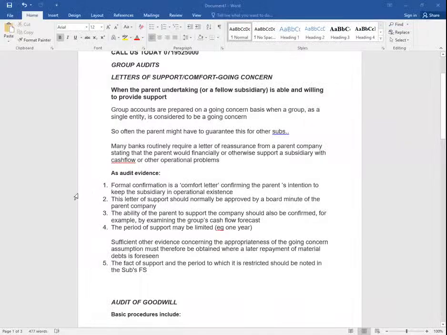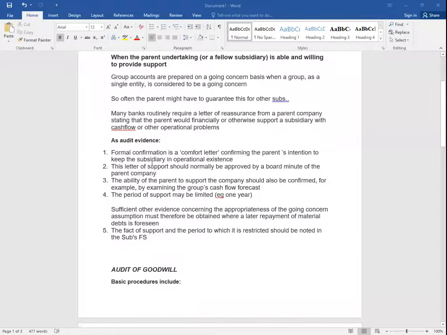So you're told here, as audit evidence, formal confirmation is a comfort letter confirming the parent's intention to keep the subsidiary in operation.